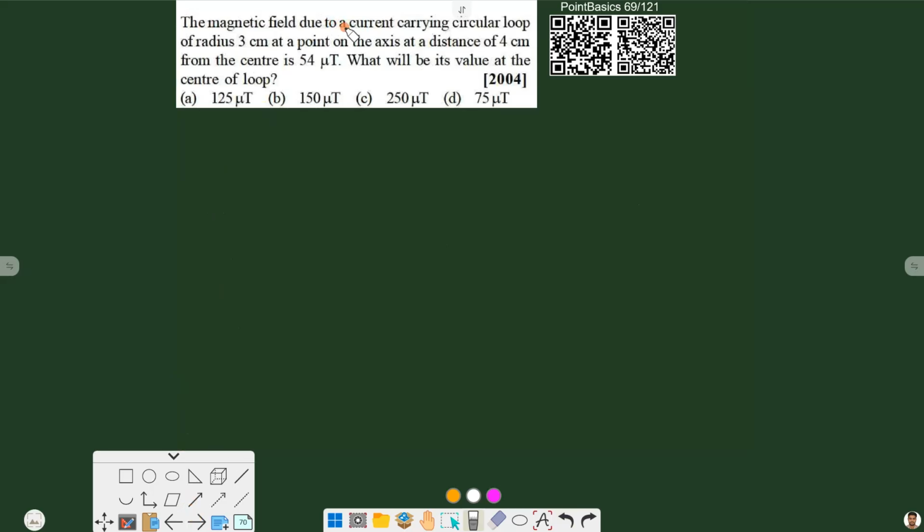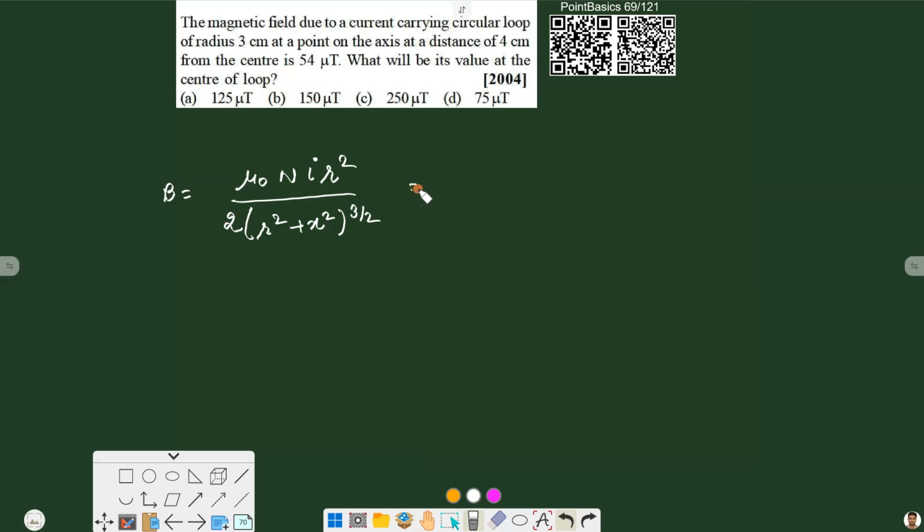Magnetic field due to a current carrying circular loop of radius 3 centimeter, at a point on its axis 4 centimeter from the center, is 54 micro Tesla. What will be the value at the center of the loop? So we know that for a loop at some distance from its center, magnetic field is given by mu node n I into radius square divided by the square of radius square plus distance square, power 3 by 2, with 2 here.